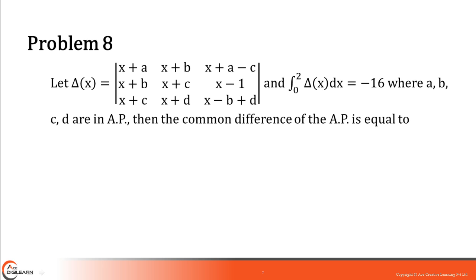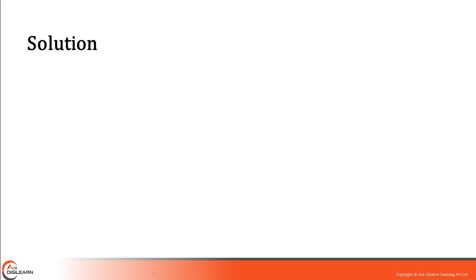Delta x is given as a determinant of order 3 by 3 and integral 0 to 2 delta x dx is minus 16, where a, b, c, d, which are used in the determinant, are in AP. Then the common difference of the AP is equal to. Options are plus or minus 1, plus or minus 2, plus or minus 3, plus or minus 4. Let us see the solution of it.